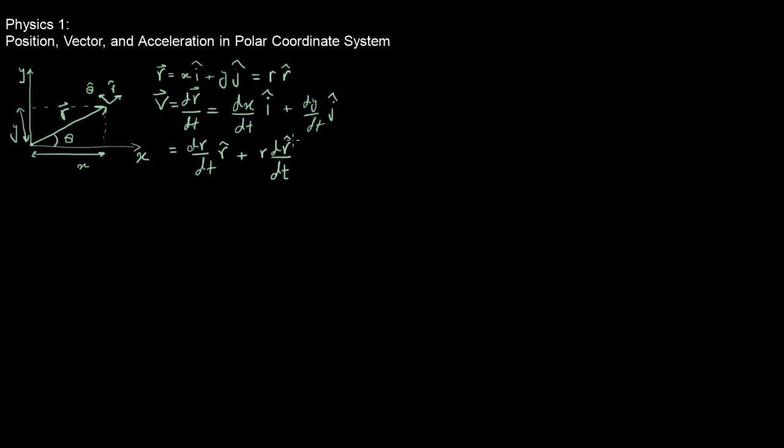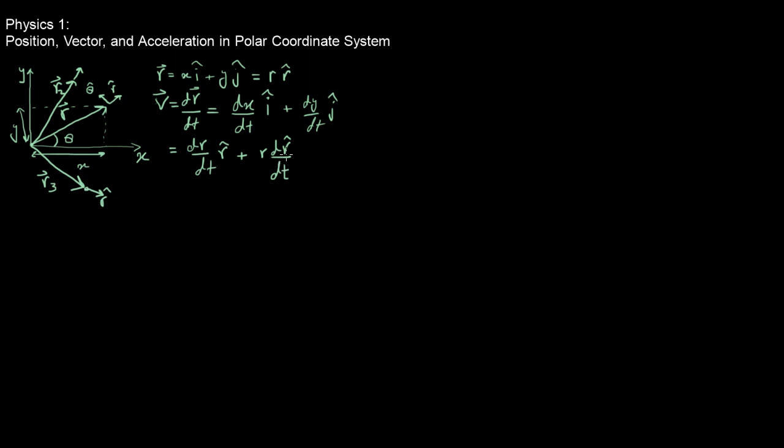The reason r hat changes with time is that if, for example, the particle or the object moves in this system and goes somewhere, after some time it goes like here. So this is now r2 position vector. Then r hat has to always be in that direction. So the direction has now changed. Now if after some other time, r3 is the position vector at some later time, then this will be r hat.